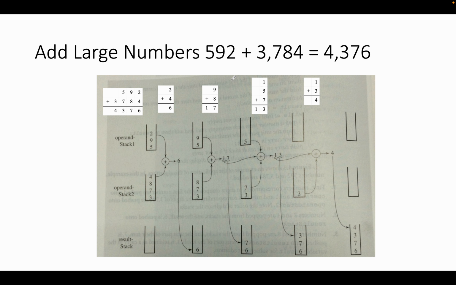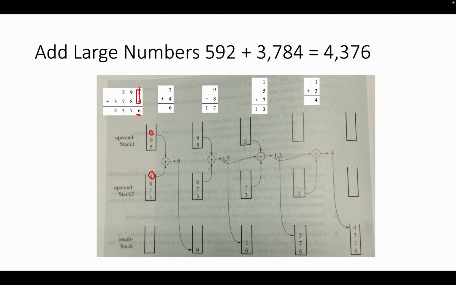Here is for large number calculations. Let's look at this one first. When we do the calculation, we actually have to start from the last position first, right? So if you like to do the last position first, it means that the last position has to be on the top. Am I correct? Yes. So the last position has to be on the top of the stack, because we would like to calculate it first. So we pop 2 and 4, and then plus is 6, and we get the solution here. 6 will be here.